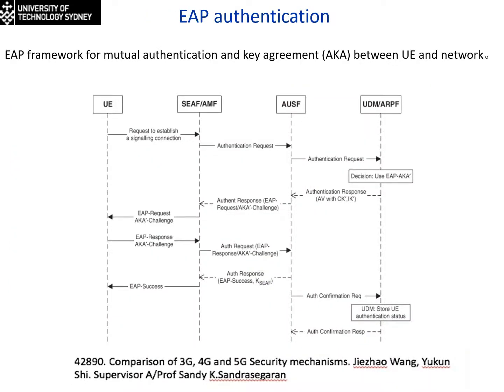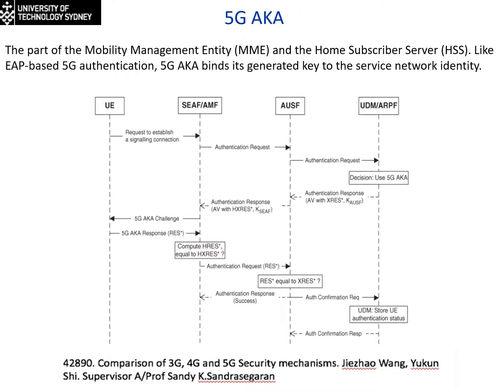The first security mechanism is EAP authentication, which is also a challenge and response control based on the encryption key shared between the UE and its home network. It achieves the same level of security as 5G AKA. Note that the EAP message is encapsulated in the NAS message between the UE and the SEAF, and in the 5G services message between the SEAF and the AUSF.